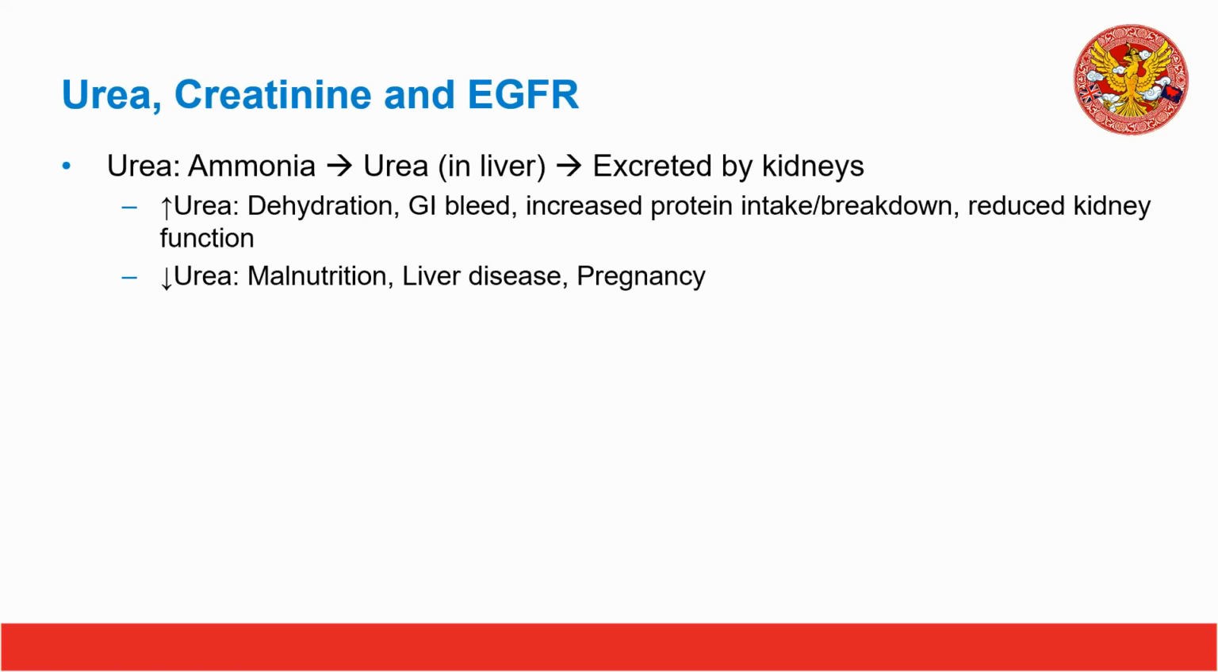Urea is quite non-specific, doesn't necessarily indicate kidney injury, but an increase in urea is associated with kidney injury, dehydration, a GI bleed, or there's an increase in protein intake or protein breakdown. So these are different causes of an increased urea. A decreased urea is often associated with stuff like liver disease, pregnancy, and malnutrition.